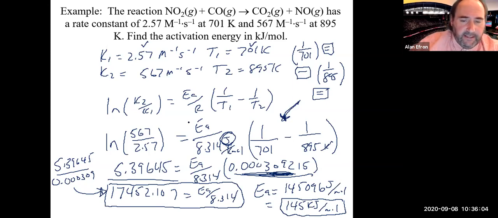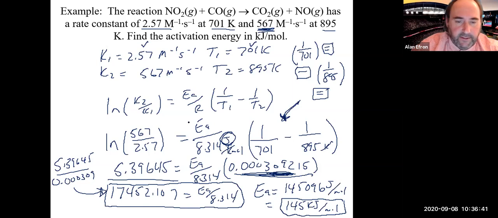We also see what we were talking about in terms of temperature and the rate constant. For example, at 701 Kelvin, our rate constant was 2.57. In this particular reaction, we bump it up to 895. We see a big jump in the rate constant. Again, at that higher temperature, we have more molecules that have enough energy to get to the other side. The result of that is a higher rate constant, or rate, for the reaction. As you can see just by looking at the numbers, 2.5 to 567. So a pretty big jump in terms of how fast the reaction would take place.